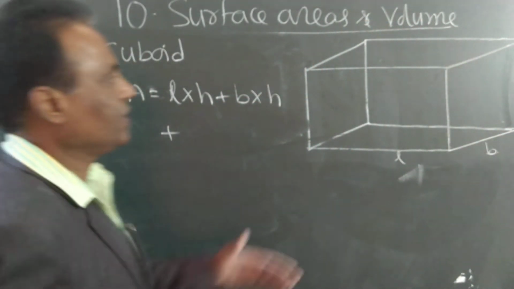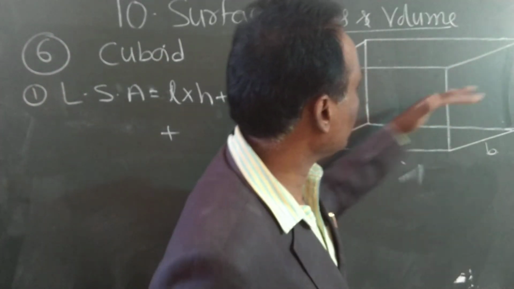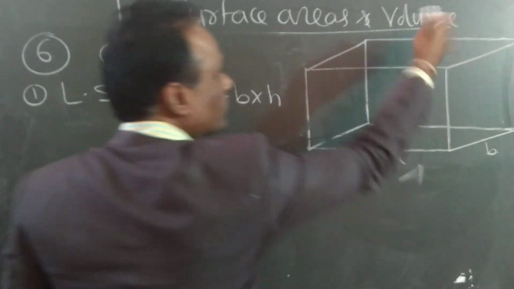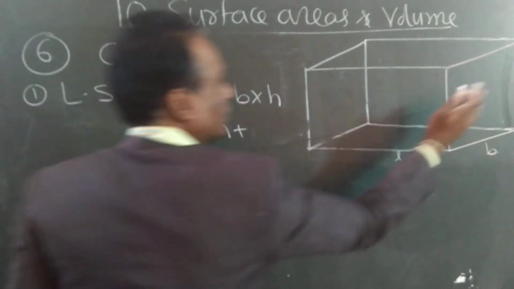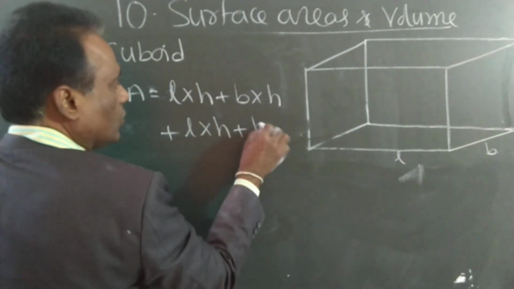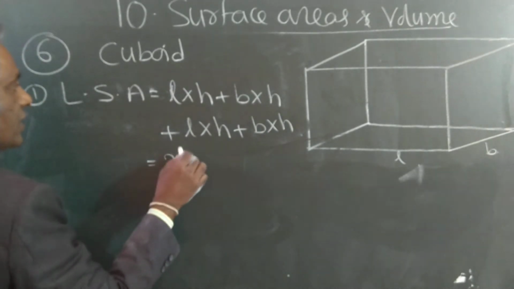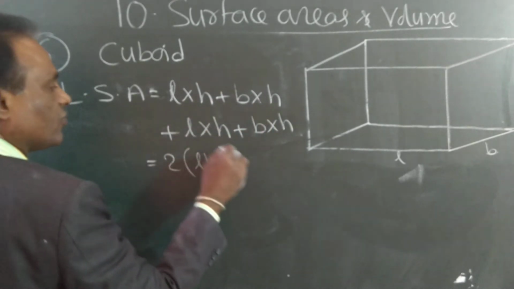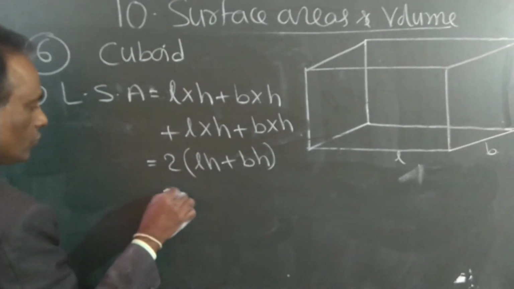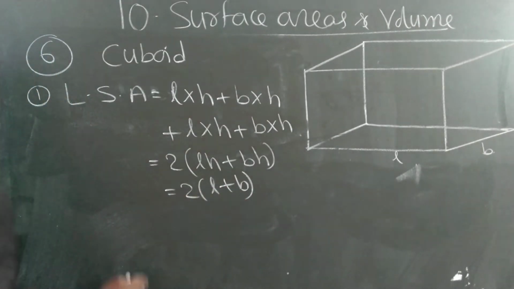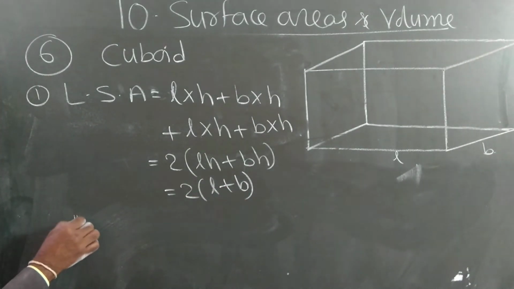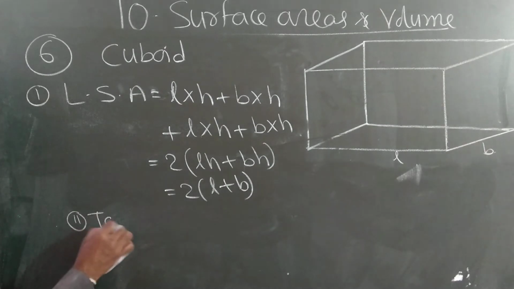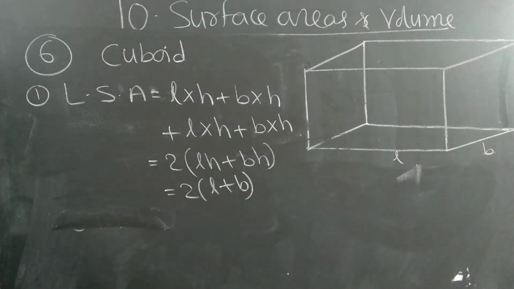This is L into H, this is B into H. The back side also has the same area, L into H. Plus this side is B into H, and this side also B into H. So the formula for lateral surface area is 2 times LH plus 2 times BH, so 2 into (L plus B) into H. This is the formula for lateral surface area of the cuboid. You write down.